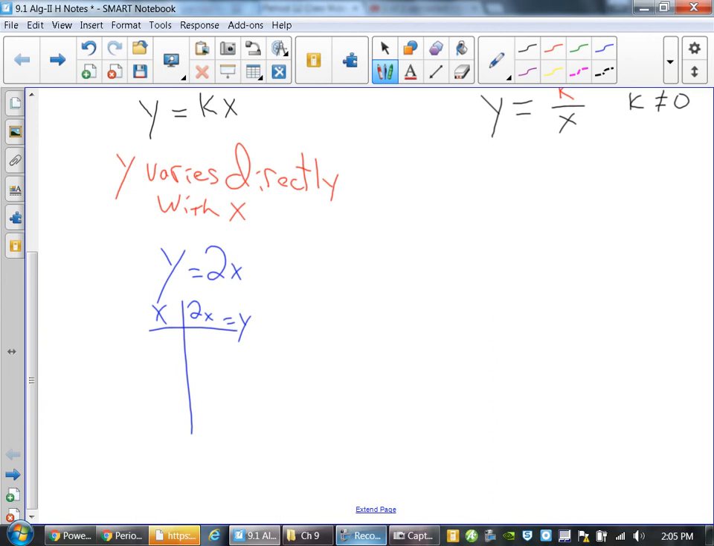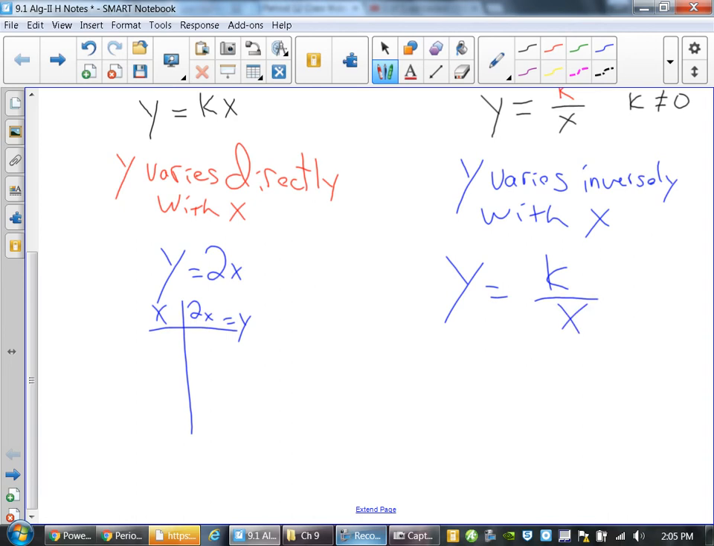So, inverse variation is just the opposite. Inverse variation, y varies inversely. That just means y equals k divided by x. The constant is now the numerator. K is some constant, any value not equal to 0.